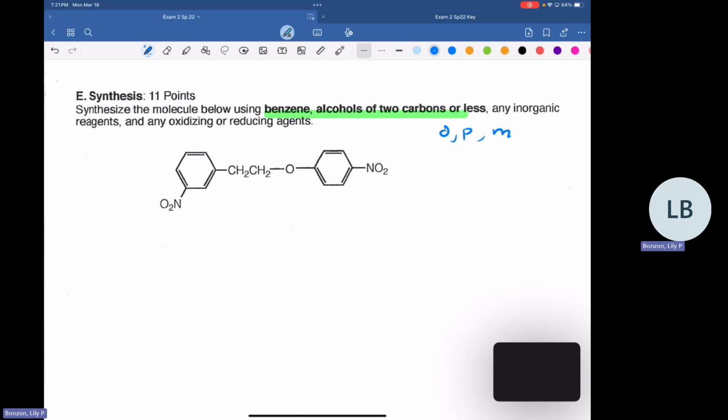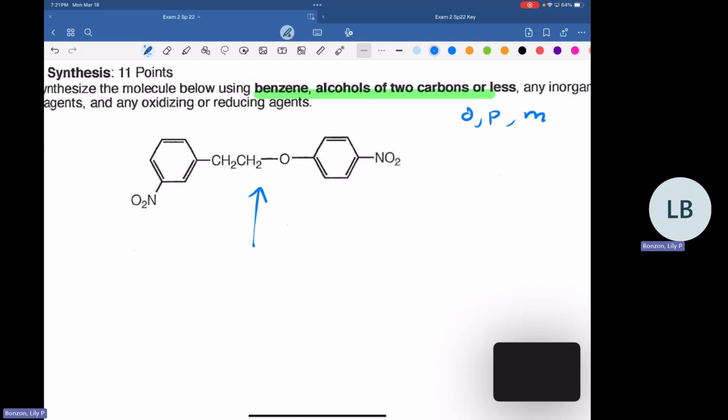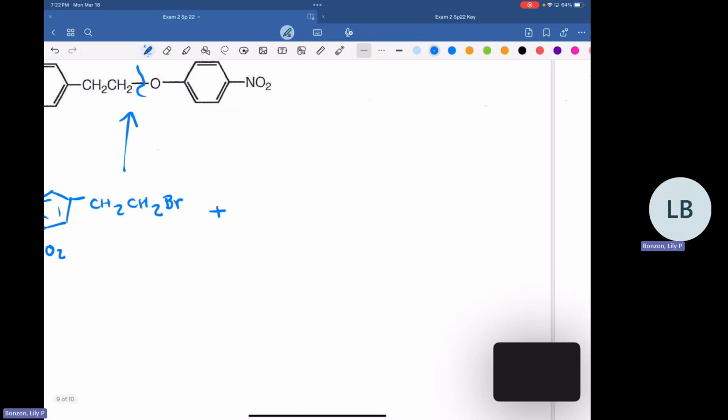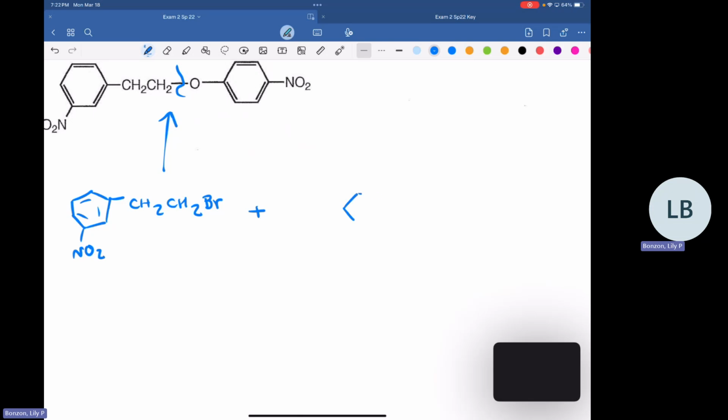So when I look at these, I see we've got an ether. And ethers are great molecules for joining 2 different things together. So I'm just going to split the molecule there. So we've got our left benzene and we've got our right benzene. Okay, so we've got our nitro, got our CH2, CH2. And so in this case, to form this ether we're going to want to work with a halide, and we're going to want to work with a nucleophile. So kind of like an SN2 reaction.